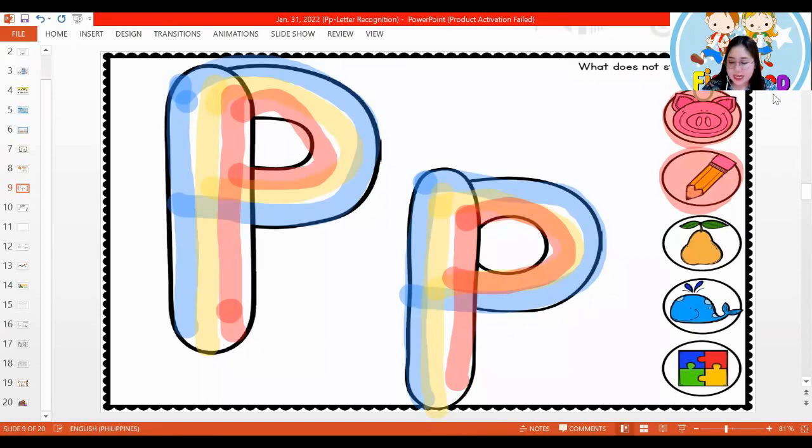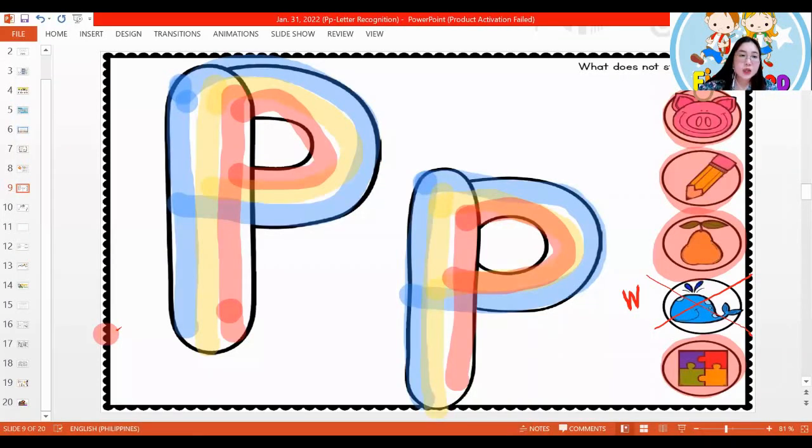Yes, sirree. Then we have a whale. P is for whale. No, whale starts with the letter W, so that should be an X mark. And let's put the letter W on the side. Next one, we have puzzle. Puzzle. P is for puzzle. Yes, it is. So are you done with your Play-Doh mat? Very nice. Are you done with your letter P Play-Doh mat?